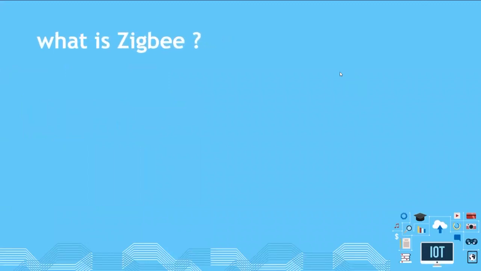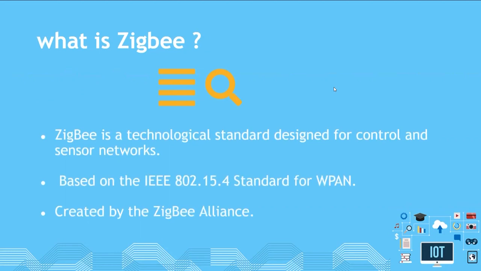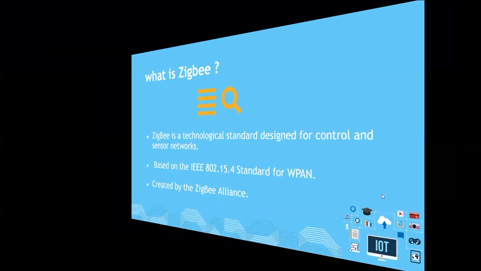First, what is ZigBee? ZigBee is a wireless technology. It's a technological standard designed for control and sensor networks. It's based on the IEEE 802.15.4 standard for wide personal area network, and it's created and owned by a group of companies called ZigBee Alliance.